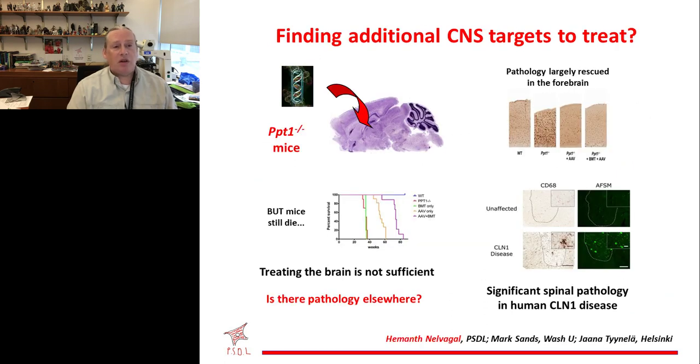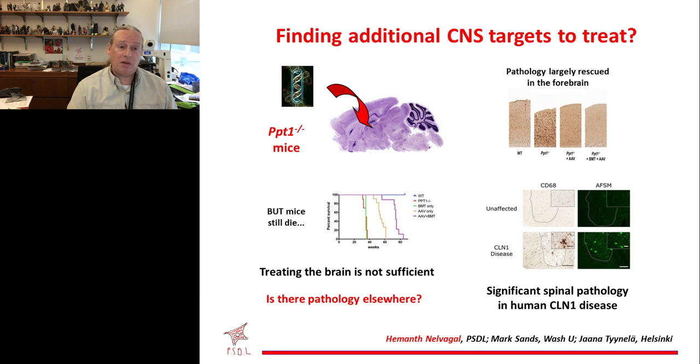So we were treating CLN1 mice with gene therapy into their brains, and we found that we were able to largely rescue pathology wherever we put that therapy. So effectively, the forebrains of these mice had been cured. However, those mice were still dying, telling us that treating the brain itself wasn't sufficient to have a full cure of the disease. So that suggested that we had actually missed something and that there might be some important pathology elsewhere that we needed to target too.